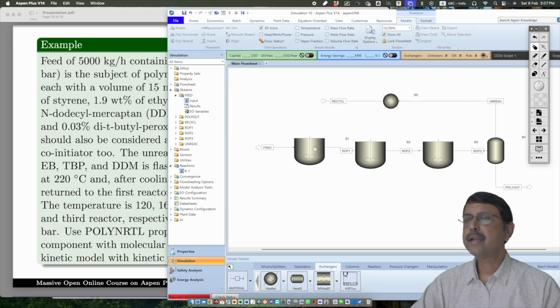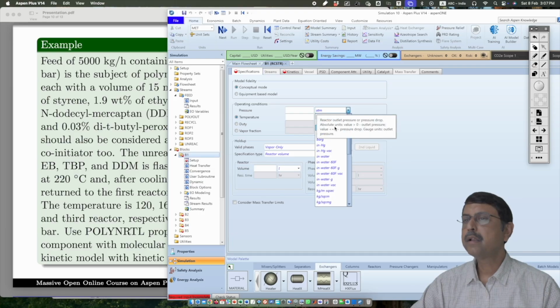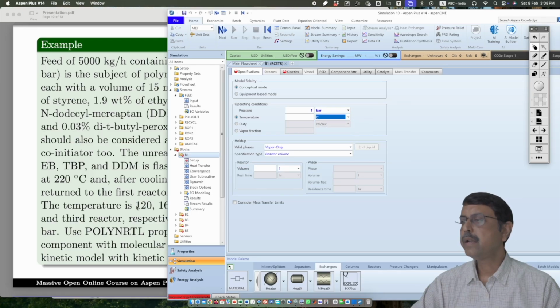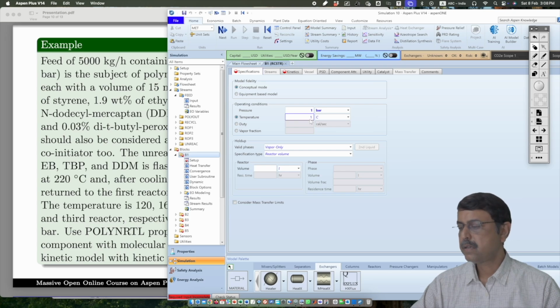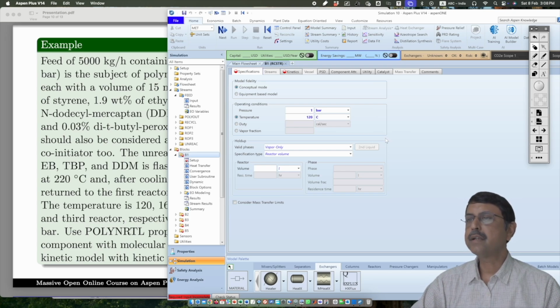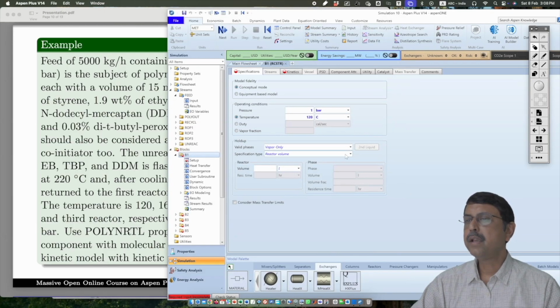Now we have to set the reactor 1. So reactor 1, the pressure is 1 bar and temperature is 120 degrees centigrade. So the first, second and third reactors work at 120, 160 and 200 degrees centigrade. And the entire process operates at 1 bar. So the pressure is 1 bar and temperature of the first reactor is 120 degrees centigrade. And all reactors work in liquid phase only. So this one works at liquid phase only.